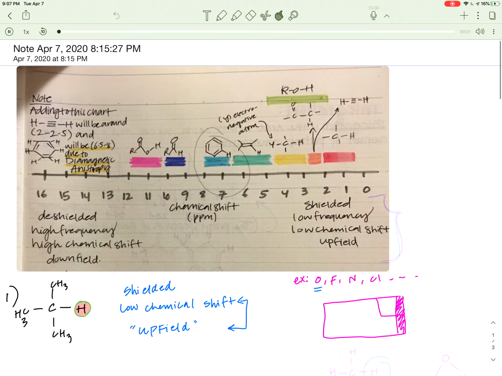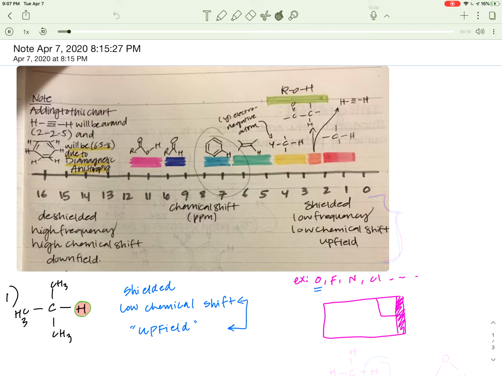Alright, hello everybody. So today I'm going to be going over the HNMR chart. I'm going to talk a little about what shielded and deshielded mean, when does something have low frequency, when does it have higher frequency, or low chemical shift, high chemical shift.